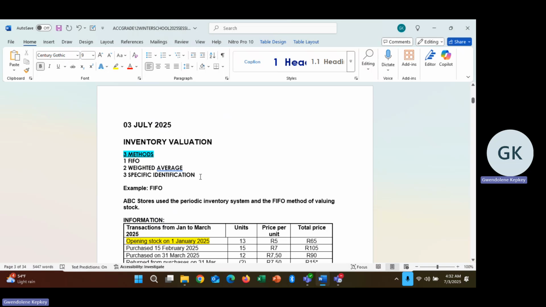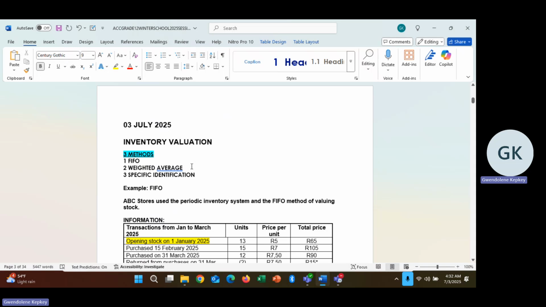Then my third method is my specific identification method. Allow me, grade 12, just to at least tell you in which instance businesses will be applying the various methods. So your FIFO valuation method is where we basically have the price of our items at the most recent price. It could be that those items are not too expensive, neither are they low-cost items. That is the FIFO method. So very important, items are shown at their most recent prices.